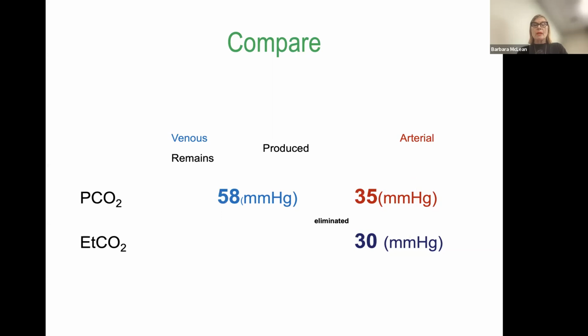Okay, now let's look at this patient. Venous CO2 is 58, that's high. Arterial CO2 is 35, that's normal to low. That means I'm making a lot of CO2, but I'm clearing it. And when I look at the end tidal CO2, the end tidal CO2 is low, the arterial CO2 is low, the venous CO2 is high. I'm producing a lot of CO2.